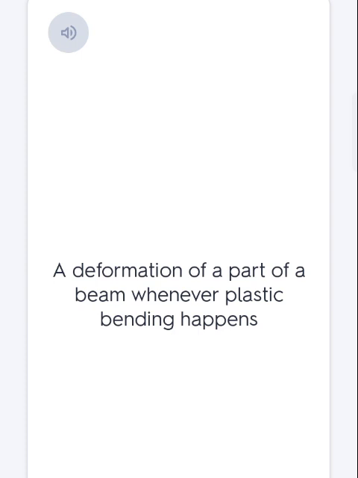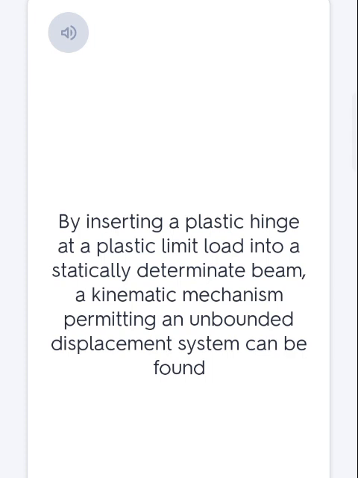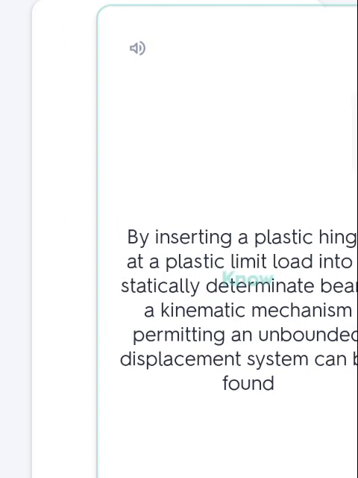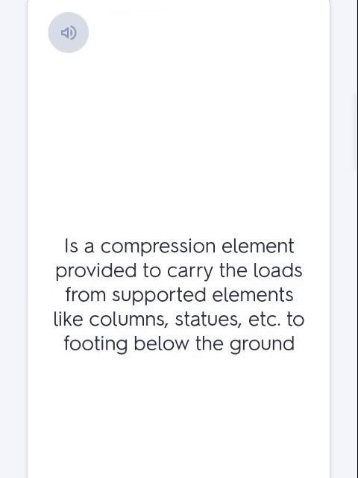Plastic hinge. A deformation of a part of a beam whenever plastic bending happens. Collapse mechanism. By inserting a plastic hinge at a plastic limit load into a statically determinate beam, a kinematic mechanism permitting an unbounded displacement system can be found. Concrete pedestal is a compression element provided to carry the loads from supported elements like columns, statues, etc. to footing below the ground.